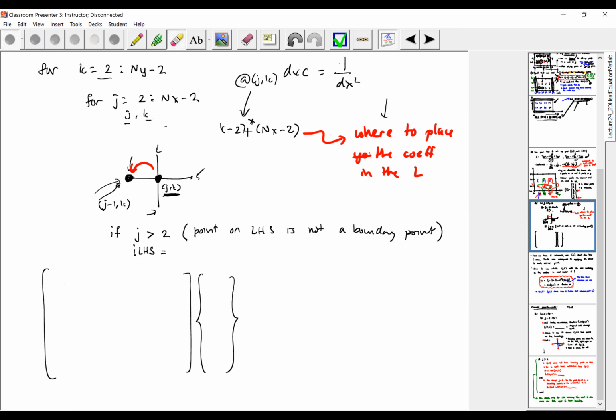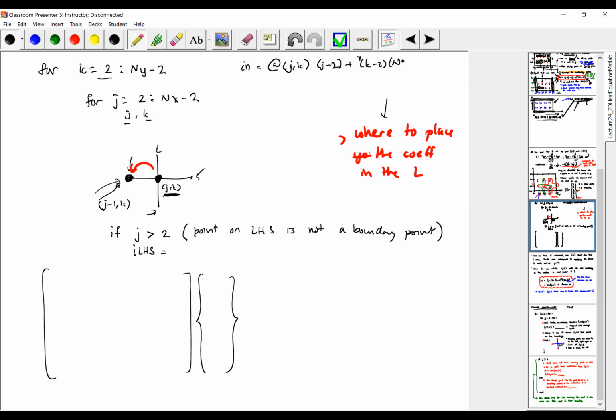Let me rewrite. Okay, let's say you have a function which I'll call the in function. The in function is a function handle that takes in j and k, and this will have an expression of j minus 2, k minus 2, and x minus 2. Okay, so this, in, is now your function handle name.